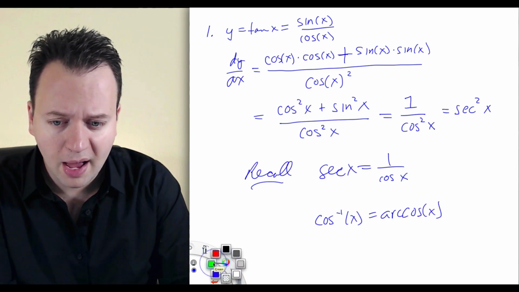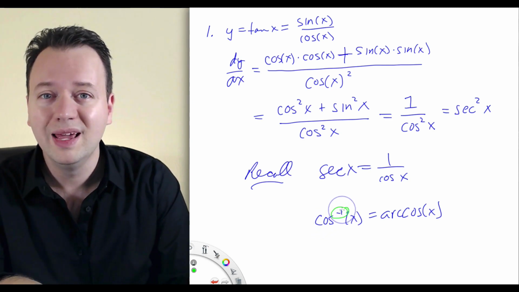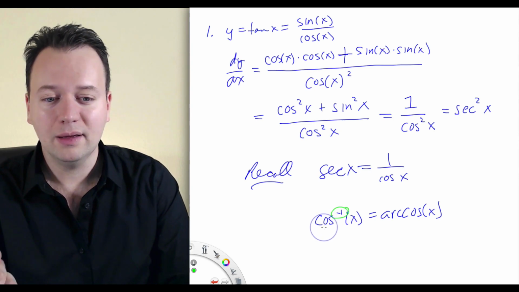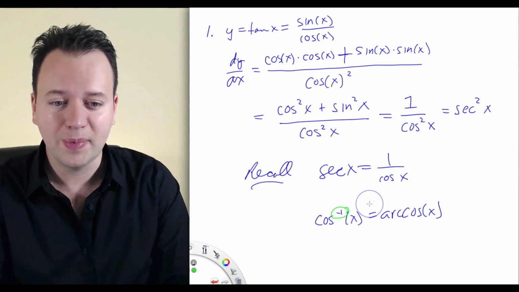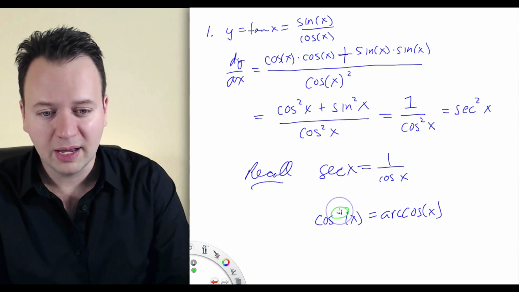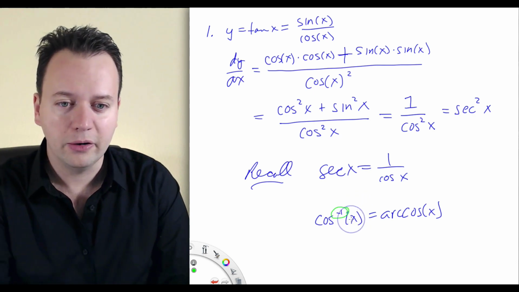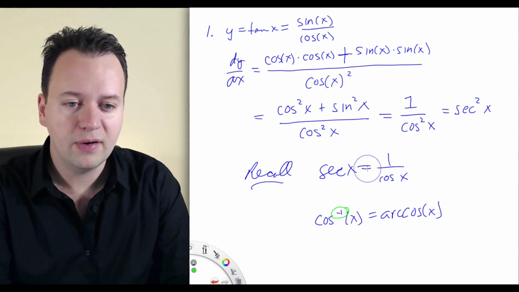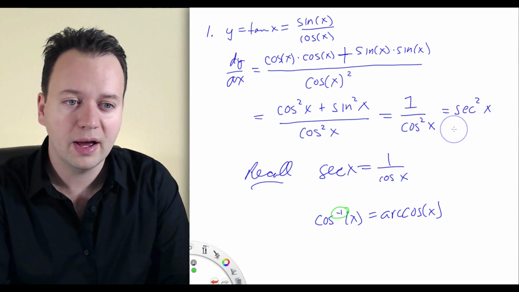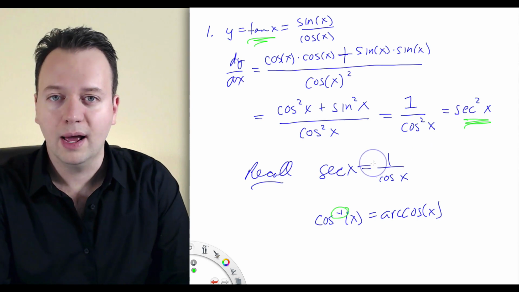So whenever you have cosine with the minus 1, just a reminder, it refers to the inverse function, not the reciprocal. So it's not cosine of x to the negative first power, it's the inverse function, it's the arc cosine function. So that's the only time when this exponent on the cosine refers to something other than a power. So be aware of that. So secant of x was 1 over cosine of x. 1 over cosine squared is therefore secant squared of x. So the derivative of tangent of x is equal to secant squared x.